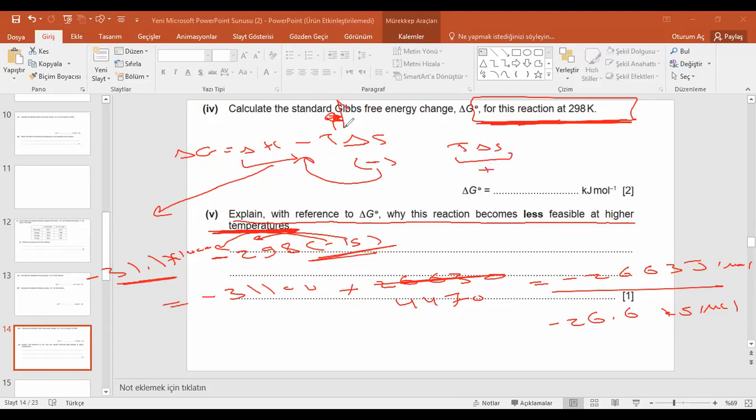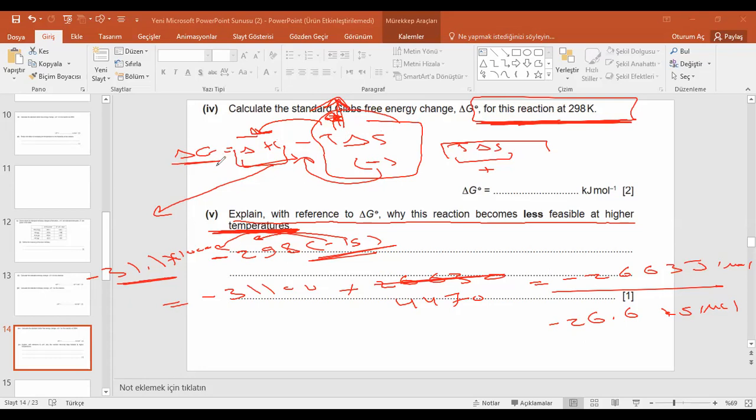If you increase the temperature, the positive part will be larger, greater than the delta H, which is negative. So this positive part overcomes the negative part. The process will be non-spontaneous because delta G will be positive.